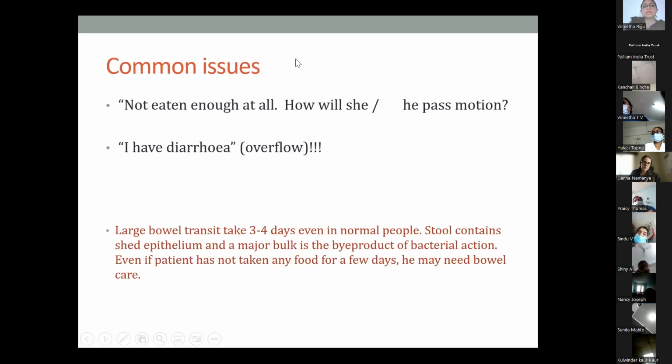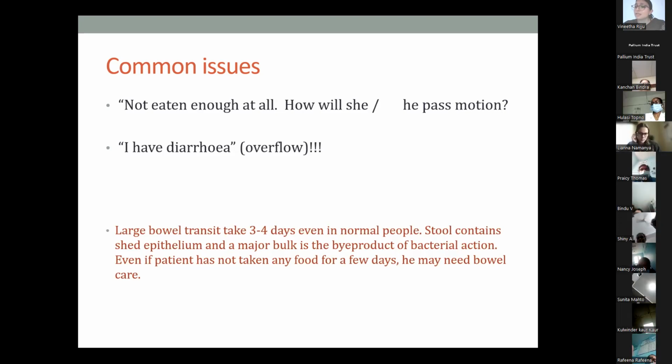Now, the common issue that you find among relatives is them telling you, oh, he has not eaten enough at all. So then how is he going to pass motion? This is one thing that many of the family members tell us. But that is not true. You must tell them that even if they have not eaten, there is intestinal secretion that is present, which can form fecal mass. Okay. And again, when someone tells you that they have diarrhea, try to find out whether it is actually a diarrhea or an overflow diarrhea, because the management is so different. Okay.